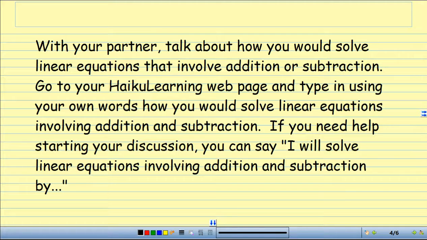You're going to go to your Haiku Learning webpage and you're going to type it in using your own words on how you would solve linear equations involving addition and subtraction. And if you need help starting with what you're going to say, I've got it right there. I got a little sentence frame and it says, I will solve linear equations involving addition and subtraction by, and then you're going to fill in the rest.